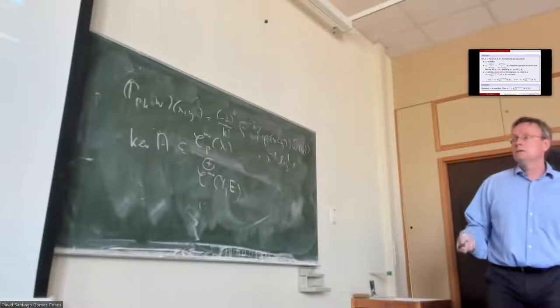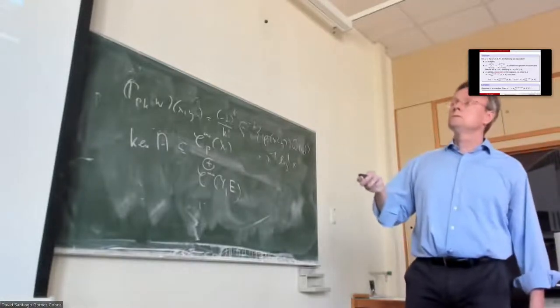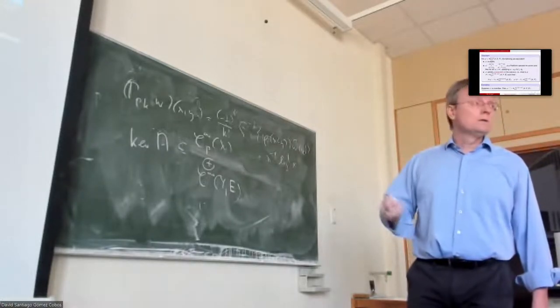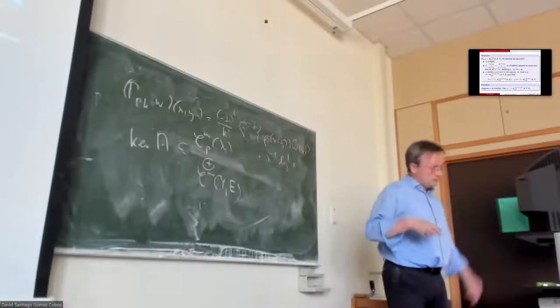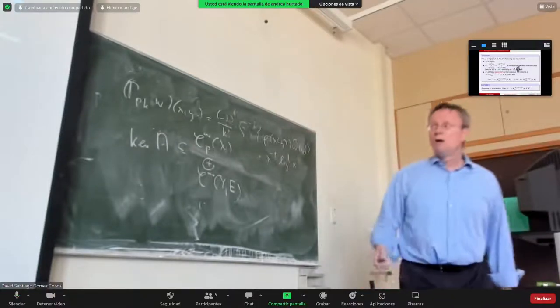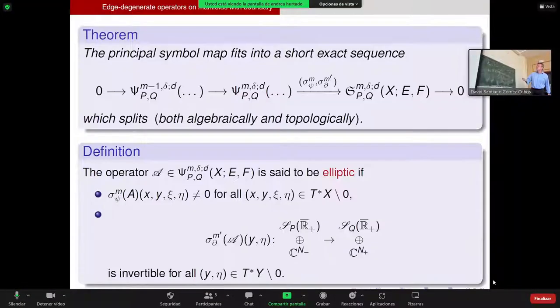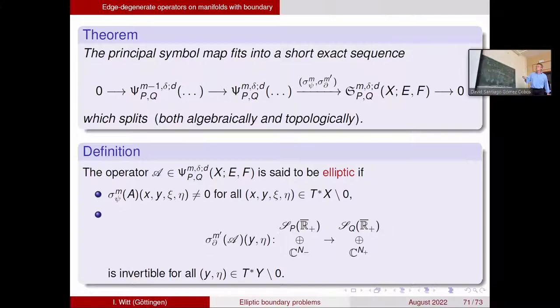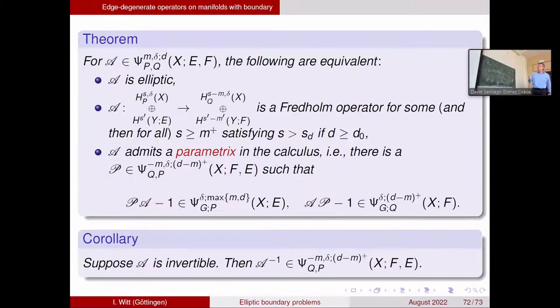And then how this is proven: to start with ellipticity, you start with inverting the principal symbols in the principal symbol space, which is intrinsically described, and just choose a corresponding operator and so on. This is basically done by a parametrix construction. And so there's an operator.